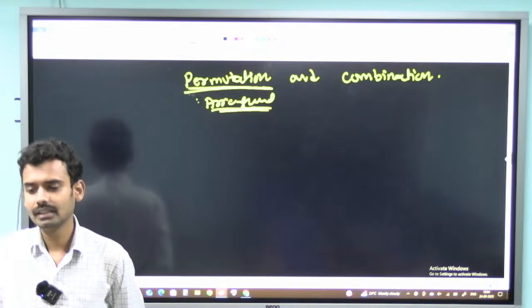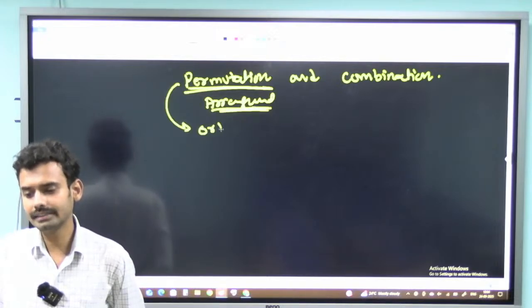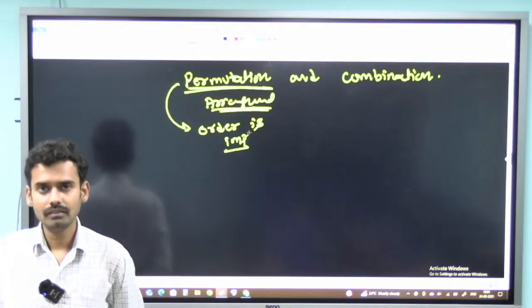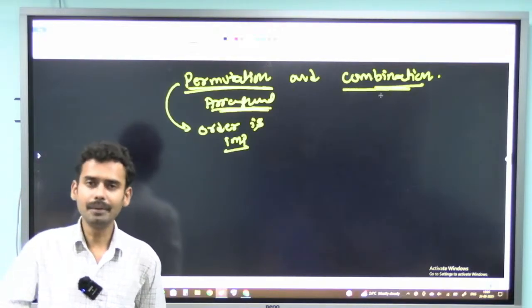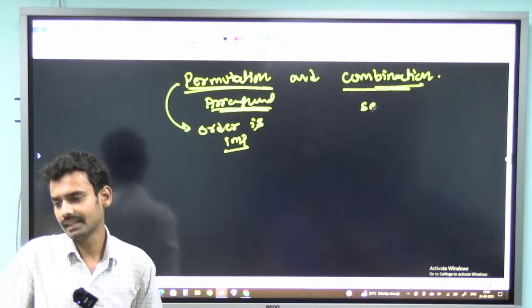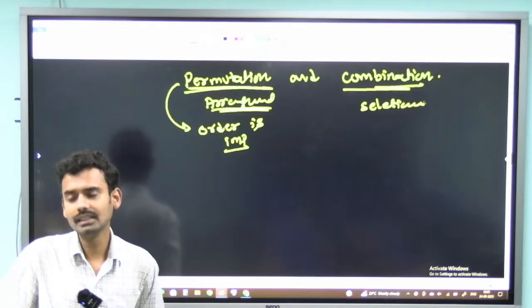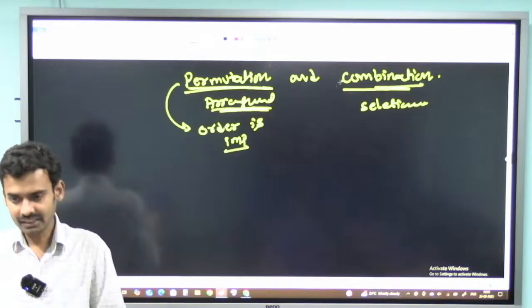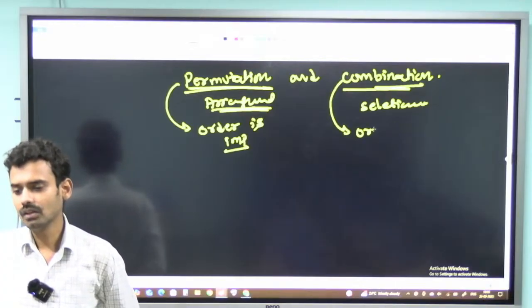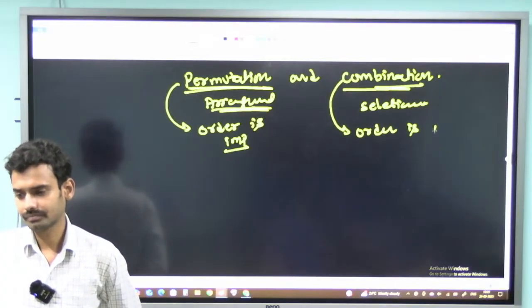Arrangement in the sense, in permutation, the order is important. Order is important in permutation. When it comes to combination, combination is also called selection. In layman words, it can be called selection. And in combination, order is not important.